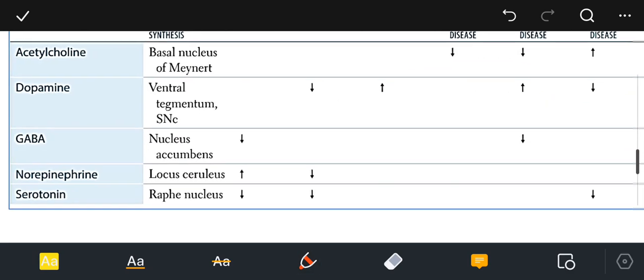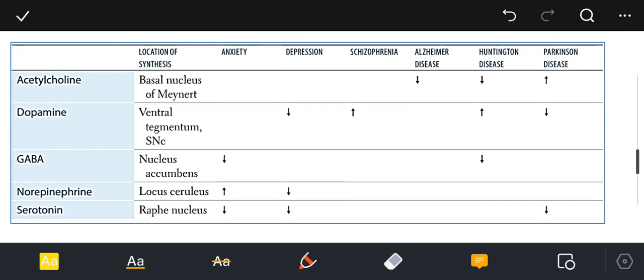The next point is acetylcholine, dopamine, GABA, norepinephrine, and serotonin. So this is a summary of everything that we have just discussed. So acetylcholine location is the basal nucleus of Meynert. It is decreased in Alzheimer's disease, in Huntington disease, and increased in Parkinson's disease. We are talking about acetylcholine.